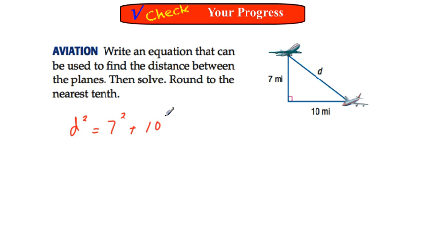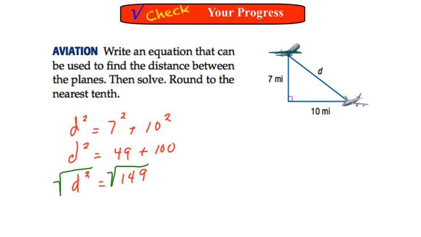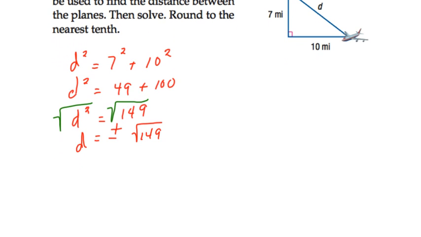This one's pretty straightforward, not too bad. So d squared is equal to, what is 7 squared? That's 49. 10 squared is 100. So when we add those together, we get d squared equals 149. So how do I undo a d squared? Well, that's taking the square root, and whatever I do to one side, I must do to the other. So I end up with d equals plus and minus the square root of 149.